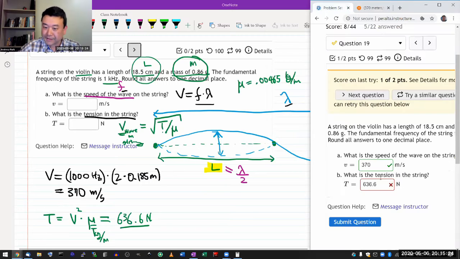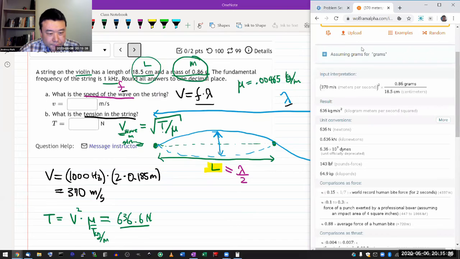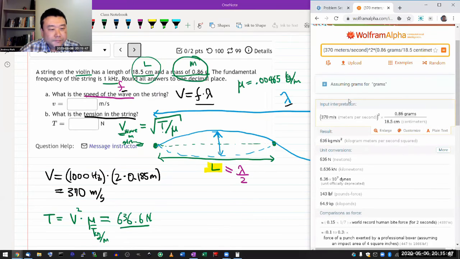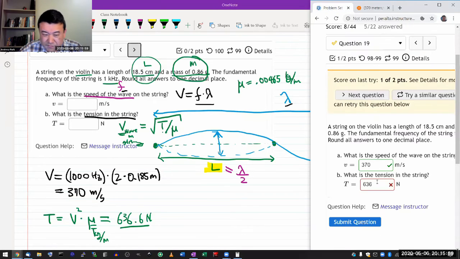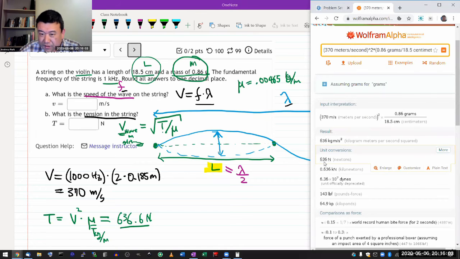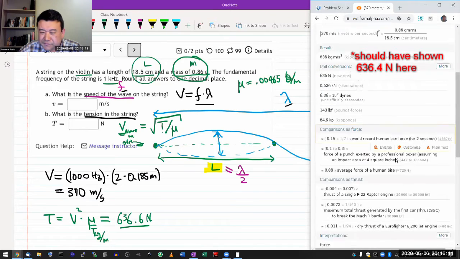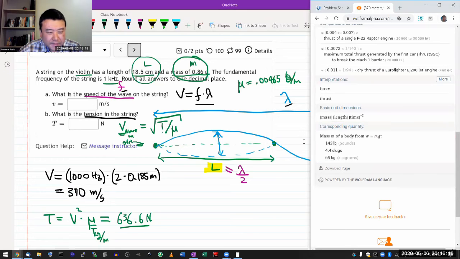So let me plug that in. Once again, it's getting fixed. It's taking a little bit of time. No, that 370 was even. I'm not quite sure why it's complaining.